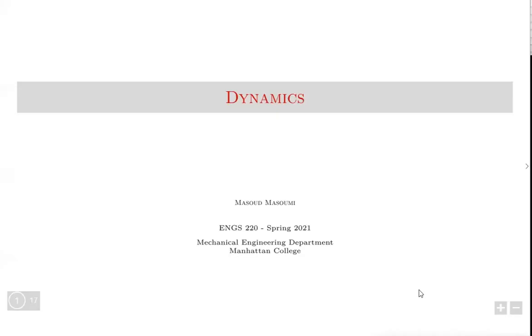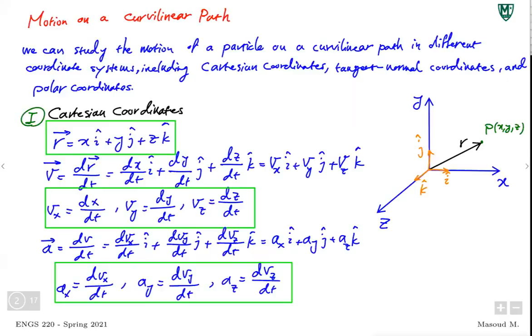All right. So we were talking about... I actually brought the last two slides, just to refresh your memories on what we were talking about. We were talking about motion on a curvilinear path. We talked about motion on a straight line. Then we went through a couple of examples.